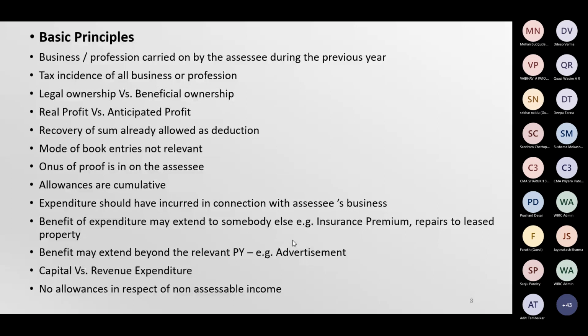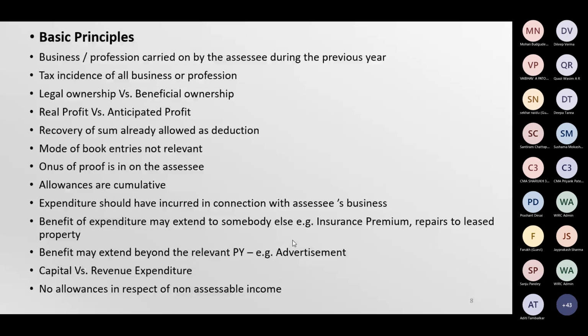Then any recovery of a sum which is already allowed as deduction is always taxable. For example, you have written off bad debts, assuming your customer will not pay, and your luck is so good that the person pays you in future. You have already claimed it as deduction, so subsequently, whenever there is a recovery, it will be treated as your income in that particular year.